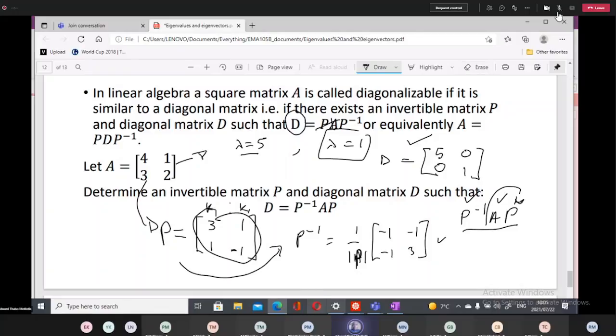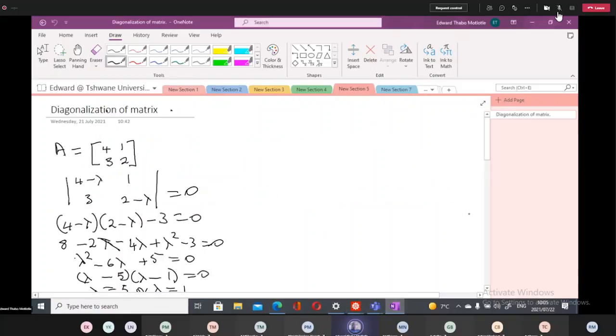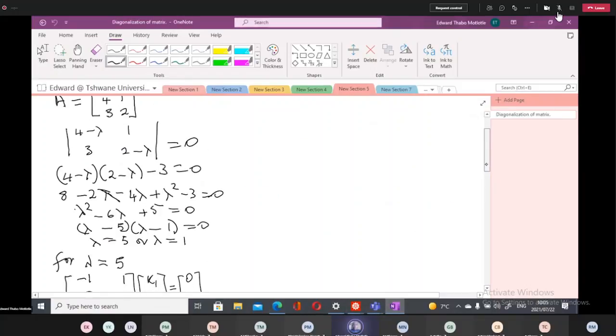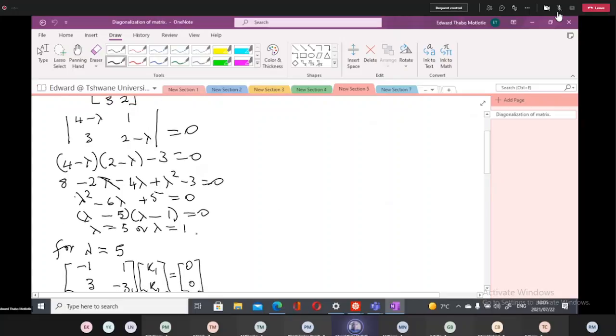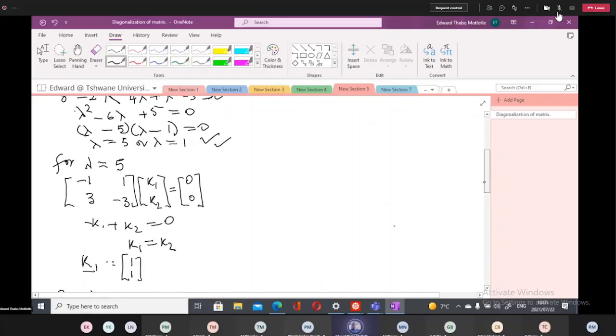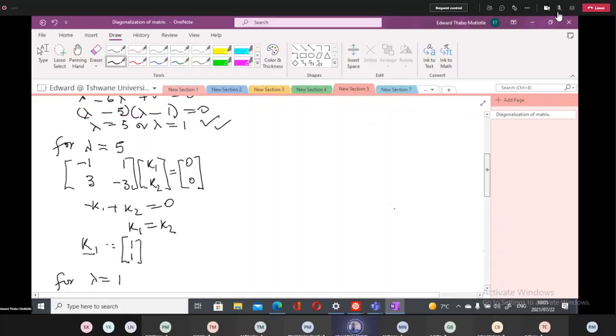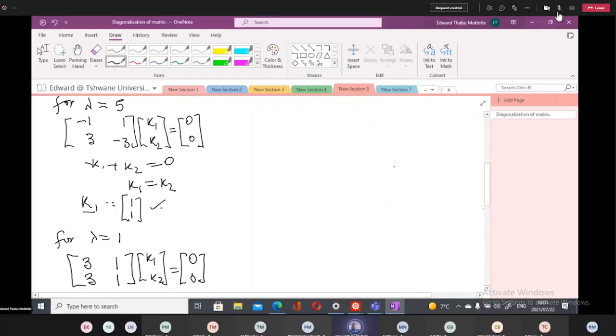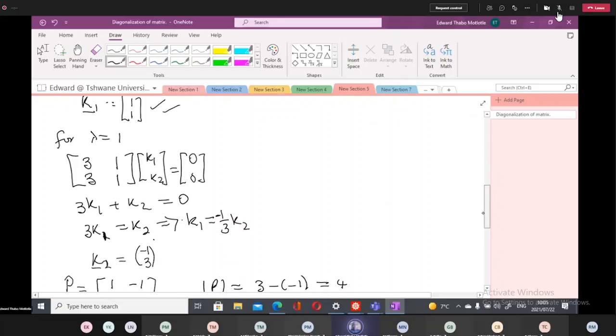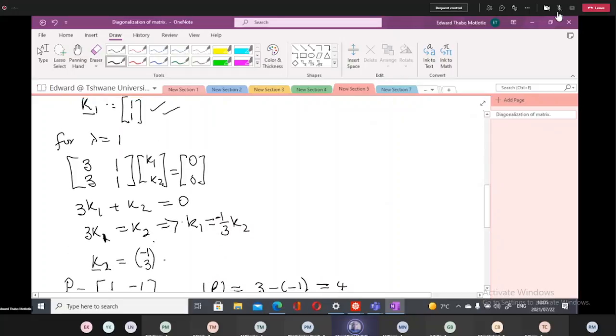Okay, so let me show you where I have solved this one. I'm not going to discuss how to determine this one. This we did in the previous class. So this is where we ended. We determined for lambda equals 5, we determined it to be 1 and 1. And then for lambda equals 1, we determined it to be minus 1 and 3.